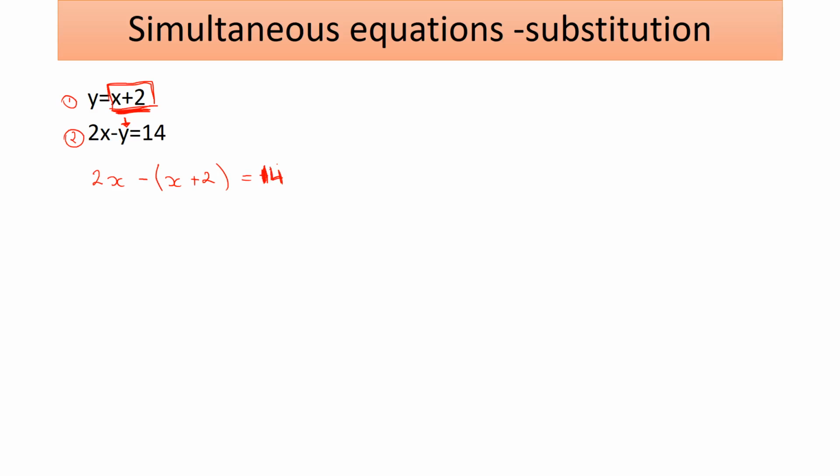Now I'm going to expand those brackets. So that's 2x take away x. You can imagine there's like a -1 in front of that bracket. So -1 times x is negative x, and then -1 times positive 2 is -2, and that is 14. Now we collect like terms. 2x take away x is x, take away 2 equals 14. Now to get rid of the -2, we need to add 2 to both sides, so that means that the value of x is 16.